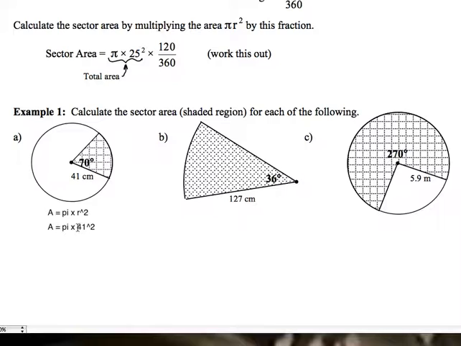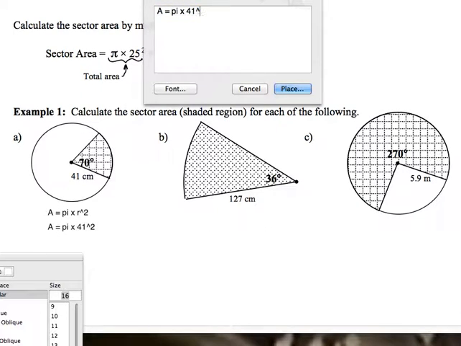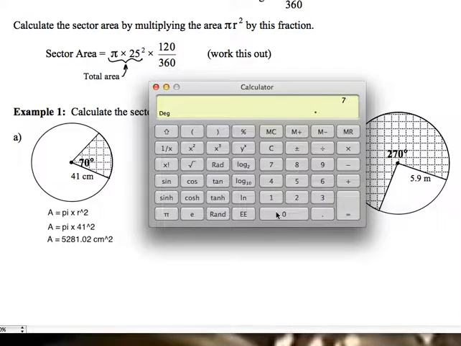On this side, pi is a number, 41 is a number, 2 is an exponent. This is all just calculation to be done. So let me do pi times 41 squared. Remember, I do the 41 squared first because of order of operations. Then I multiply by pi, and I get 5,281.02 centimeters squared. That's the area of my whole circle. But I don't want the whole circle, just a percentage of it. This looks like maybe around 20%, but I don't say 20%, I say 70 per 360. I take this answer and multiply it by 70 over 360, and it gives me 1,026.86 centimeters squared. So that's my answer.